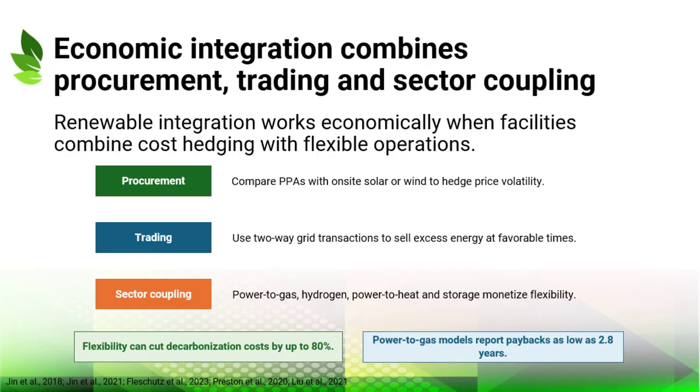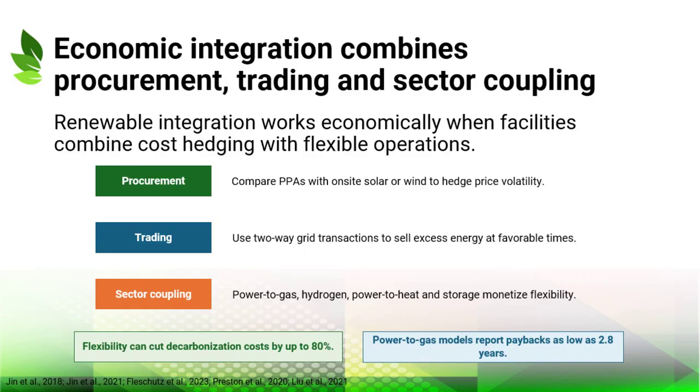The economic integration of renewable grids combines procurement, trading, and sector coupling. The chapter explains that carbon-neutral factories must compare off-site power purchase agreements with on-site solar or wind. Power purchase agreements are often favored in low wind locations, while on-site solar becomes more competitive when installation costs fall below certain thresholds. Two-way energy trading can reduce utility costs and create revenue when excess power is sold back to the grid. Sector coupling adds further value when electricity supports hydrogen production, power to heat, or flexible storage.